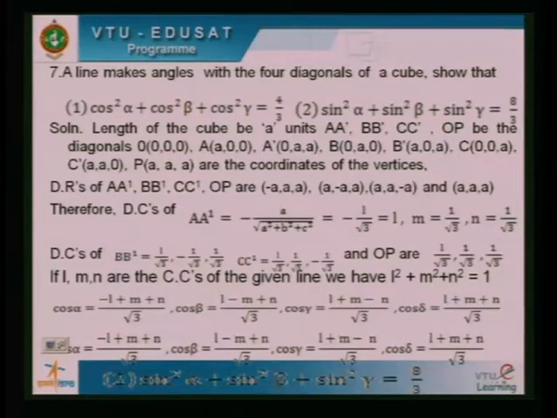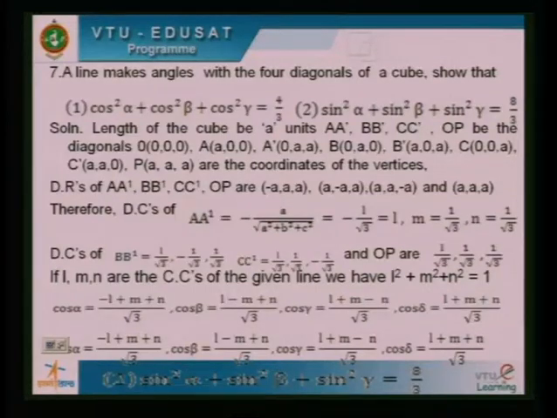A line makes angles with the four diagonals of the cube. That means a line makes the angles alpha, beta, gamma, delta with four diagonals. Then we take one more line to be passing through or intersecting those diagonals, then you have to derive these two results. Sum of the squares of the cosine functions is equal to 4/3, and sum of the squares of the sine functions is equal to 8/3.